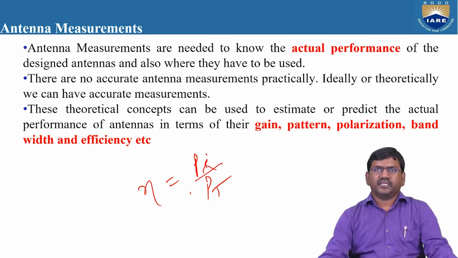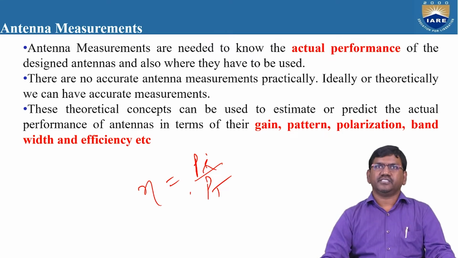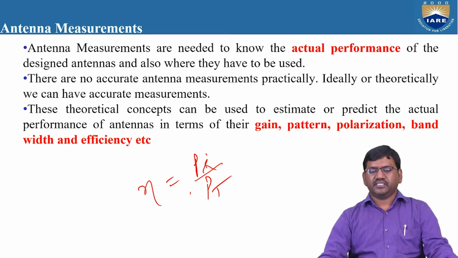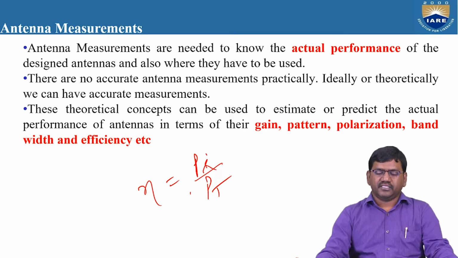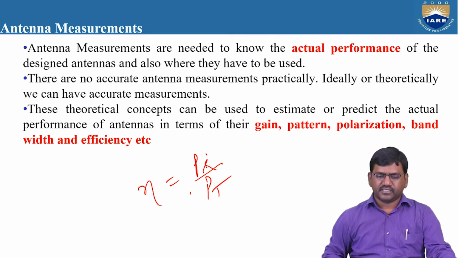There are other parameters which decide the performance, such as half power beam width and also the beam efficiency. All these decide the performance of the antenna, and there are some separate methods for us to determine these measurements.